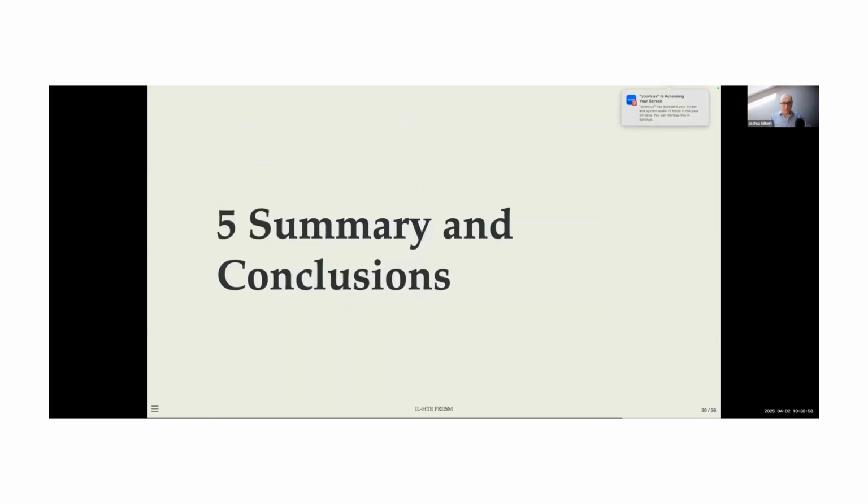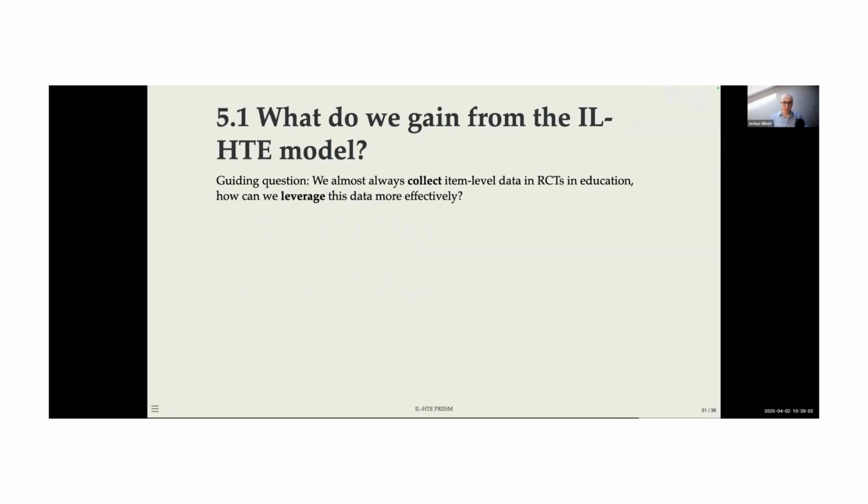All right. To summarize and conclude, and I see we're perfect on time here. What do we gain from this modeling approach? Item level heterogeneous treatment effects. I opened by saying our guiding question was we almost always collect this item level data in RCTs in education. How can we leverage it more effectively? I've argued we get 5 insights from this modeling approach.